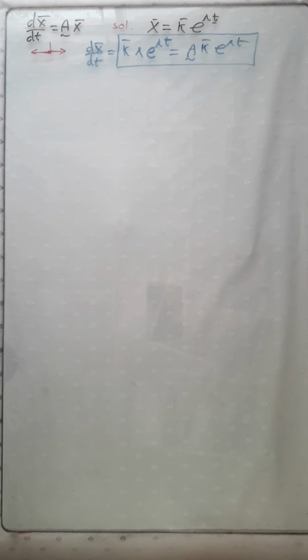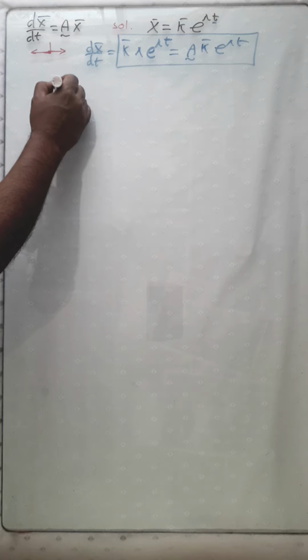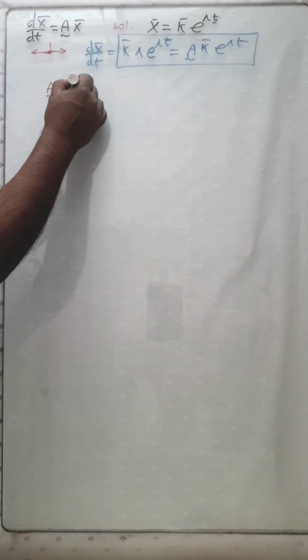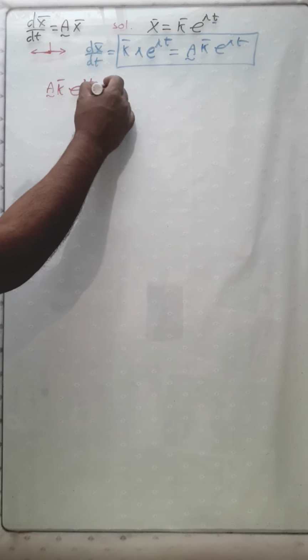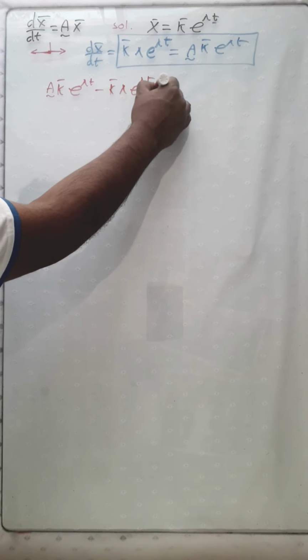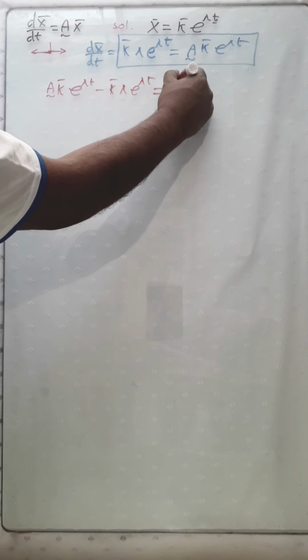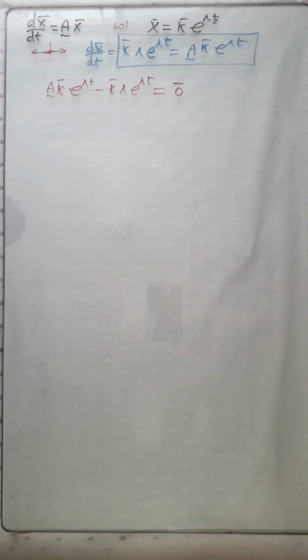Okay, so what we are going to do is pass this to the other side. So it's going to be A matrix K vector exponential of lambda t, and then minus K vector lambda exponential of lambda t equal to 0. But be careful here, it's not 0 scalar, it is 0 vector, because we are in the matrix differential equations.